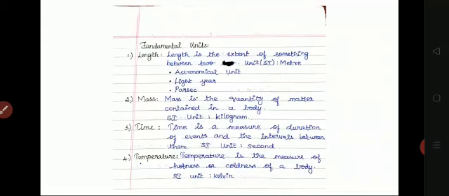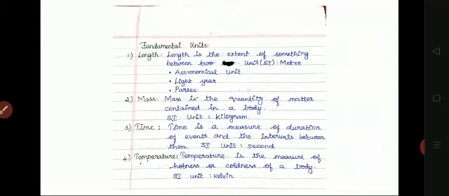Next we have mass. Mass is the quantity of matter contained in a body, that is the amount of matter which is present in a body. Whether it is 20 tomatoes in a carry bag, which will give some amount of weight, or 30 tomatoes, which will give a different weight. That is the amount of substance, that is the quantity of matter. 20 tomatoes weigh differently and 30 tomatoes will weigh differently. The SI unit is the kilogram.